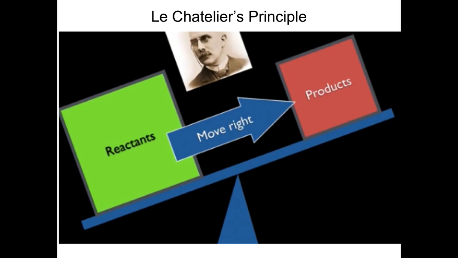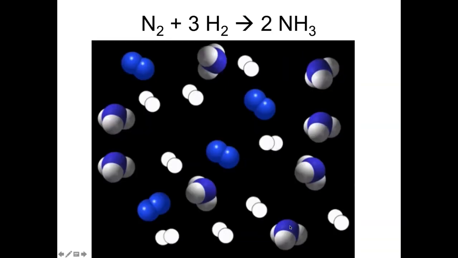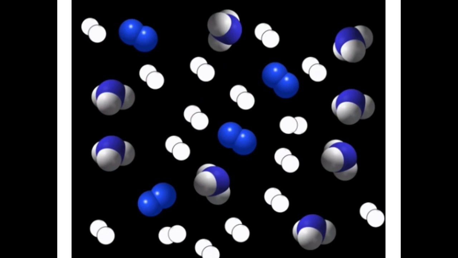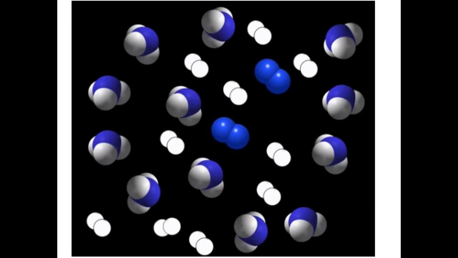Now, how this looks at the molecular level, so here is some nitrogen, hydrogen, and ammonia, and let's say we add a bunch of hydrogen to this. Well, we have too much hydrogen, and so to eliminate some of the hydrogen, we're going to create more ammonia to shift the reaction to the right, and that's what you have.